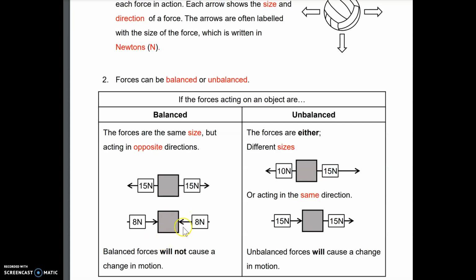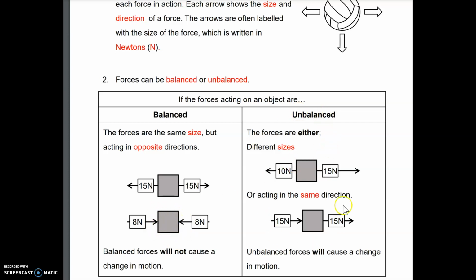You can also see in the second example that we have 8 newtons pushing to the right and 8 newtons pushing to the left. Again, because they are equal and going in opposite directions, they cancel each other out. Nothing is going to change here with this box. This box is not going to change its motion.